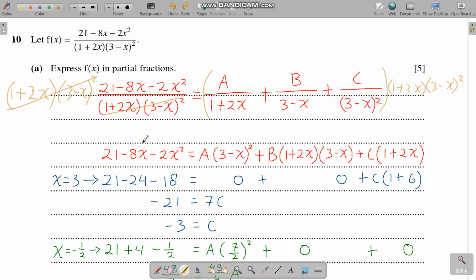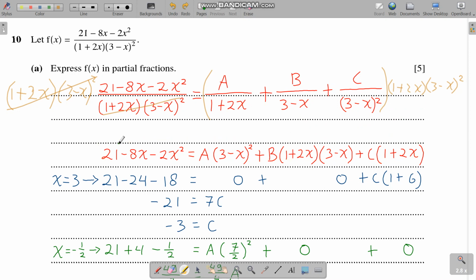Now on the right, when you multiply, you get A times (3 minus x) squared from the first term, and from the second term, you cancel out the power, so B times (1 plus 2x)(3 minus x). And from the third term, you cancel out and get C times (1 plus 2x). So after you simplify, you get this simple equation.